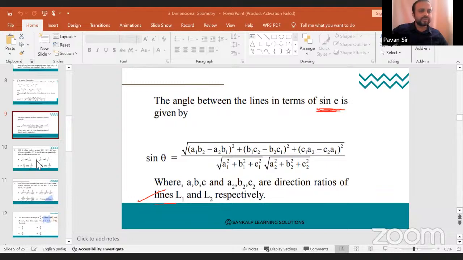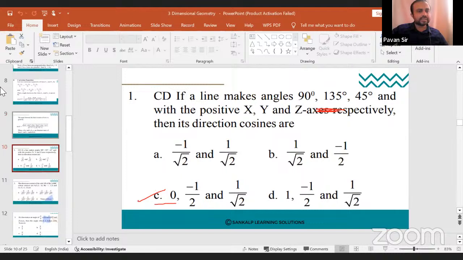Now today we are going to start with the first sum of today's session, based on the previous knowledge. First question: if a line makes angles 90 degree, 135 degree, and 45 degree with the positive x, y, and z axis respectively, meaning 90 with respect to x, 135 with respect to y, and 45 with respect to z axis, then its direction cosines are what? Try to get the answer, students, based on the previous lesson.